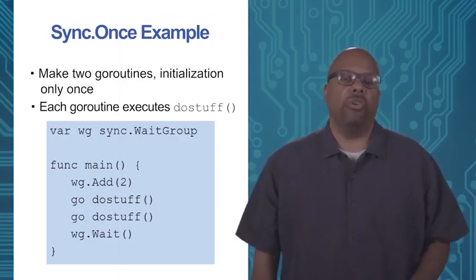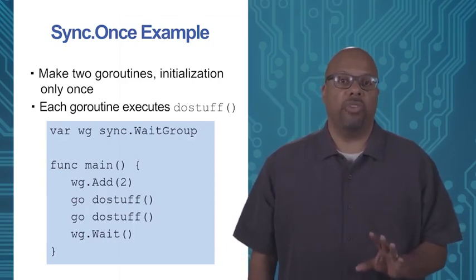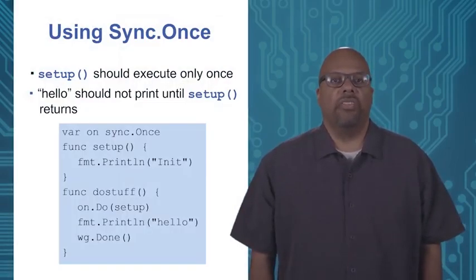All right, so we have these two Go routines that are going to do stuff, and one of them is going to have to do initialization, right? We need initialization done at the beginning of the stuff that's going to be done. So let's go to the next slide.